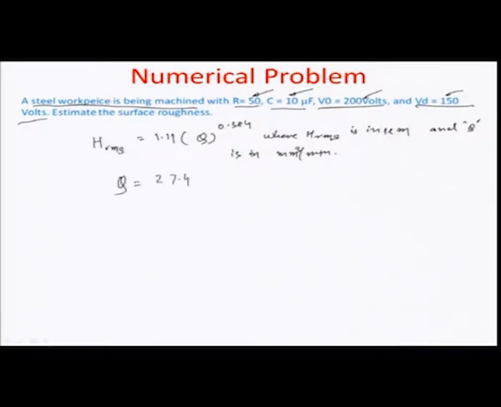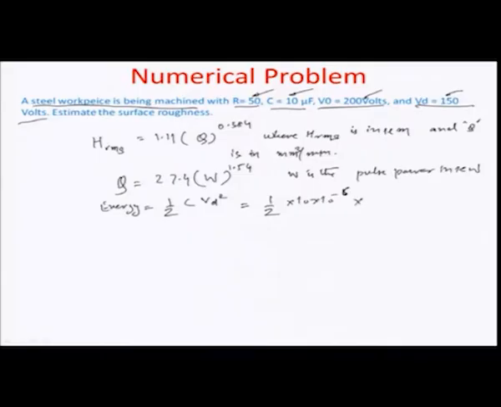as 27.4 W to the power of 1.54, where W is the pulse power in kilowatts. How we calculate W is by looking at the energy which is half CVd square, and capacitance C is 10 microfarads, 10 to the power of minus 6, and discharge voltage is 150. So this comes out to be equal to 0.113 joules.